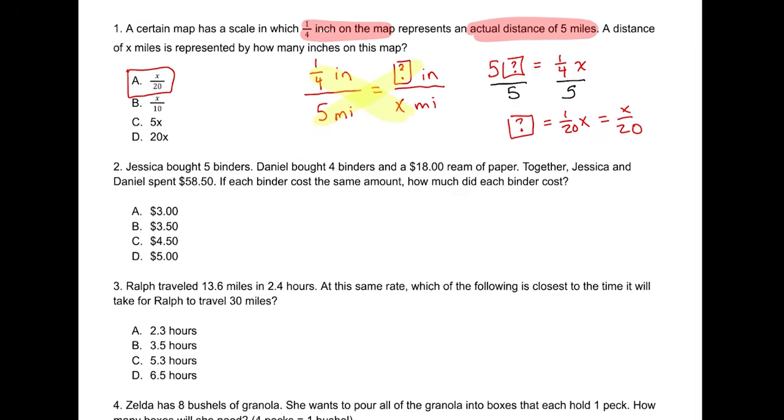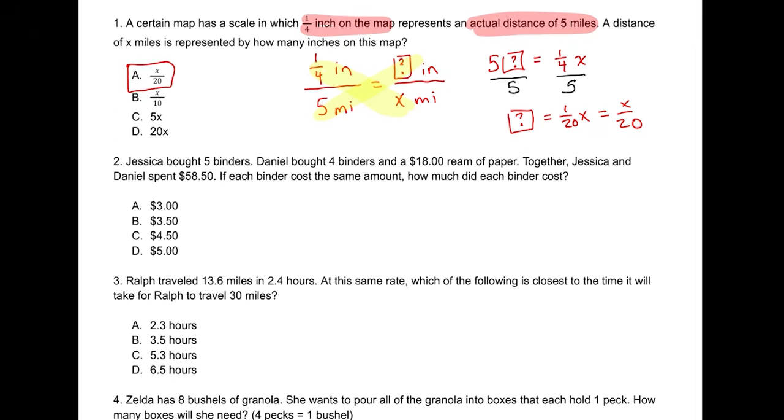Number 2 says Jessica bought 5 binders, Daniel bought 4 binders and an $18 ream of paper. Together, they spent $58.50. If each binder cost the same amount, how much did each binder cost? So we're purchasing 5 binders for Jessica, 4 binders for Daniel, and then just a single $18 ream of paper. The total amount is $58.50.